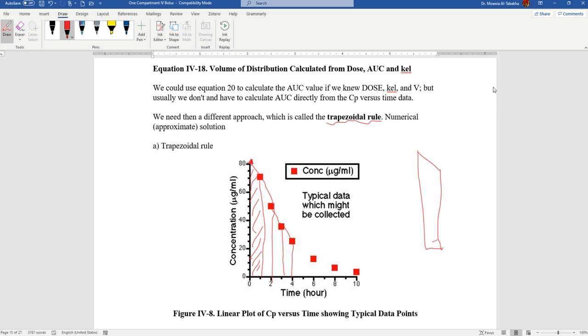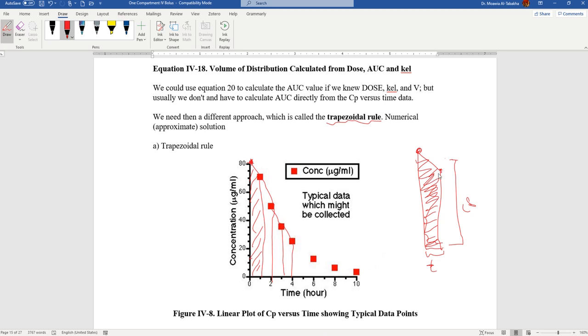So how can we calculate the area here? We can calculate it by multiplying this by the height, right? Now there is a problem. Which height? I have this height and I have this height. So which one will give me this area? Of course, don't forget that this is the concentration height and this is the time width, or the time interval.